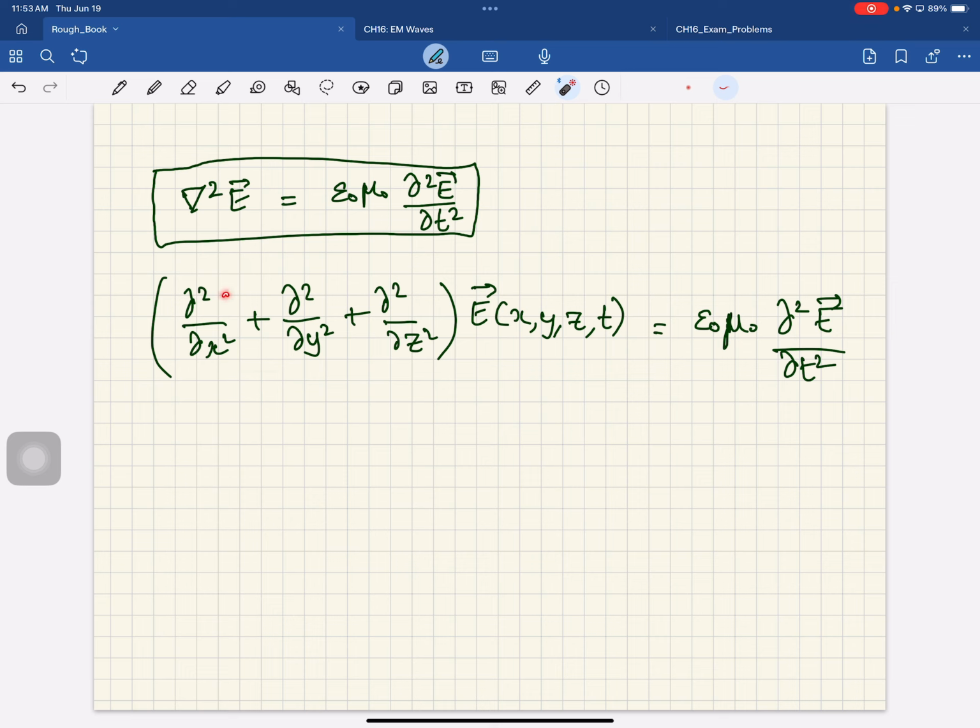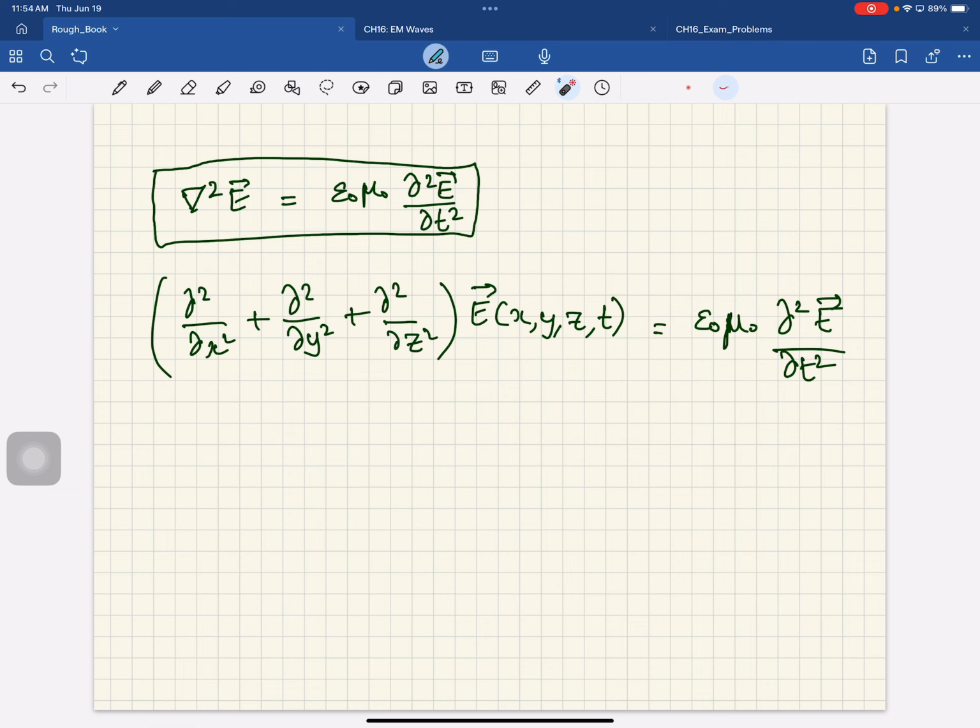See, these are E changing with respect to x and so on, and it's relating it to E changing with time. Spatial derivatives are related to the field's time derivatives. Now, the units of E are volt per meter.